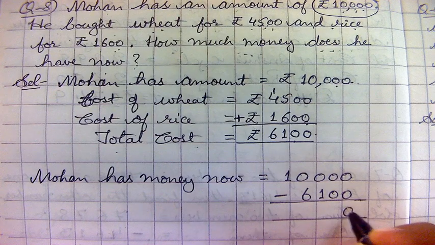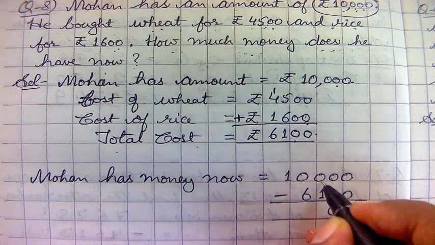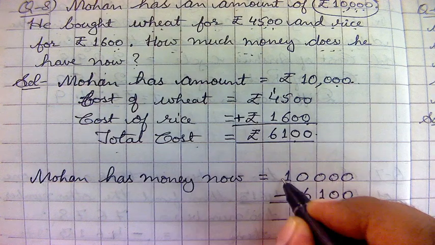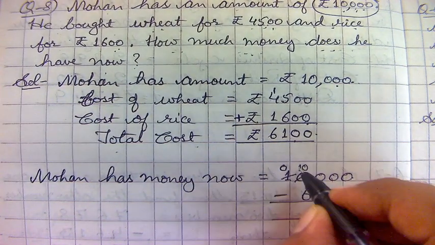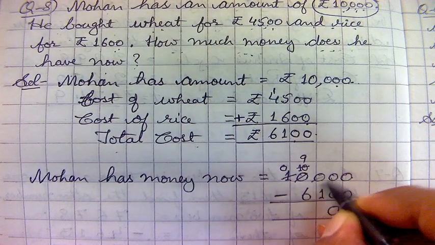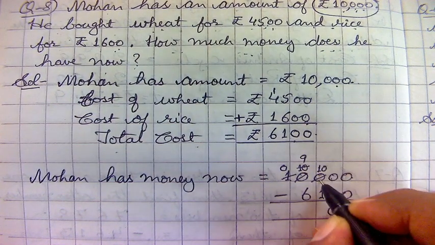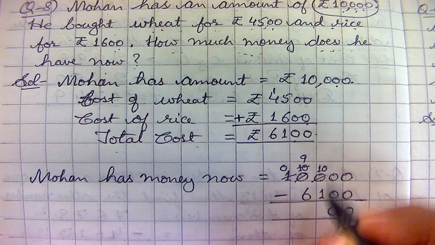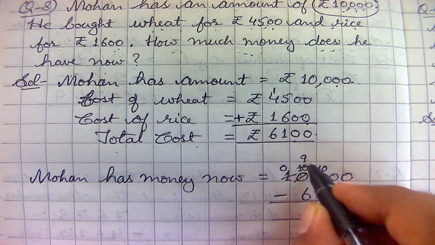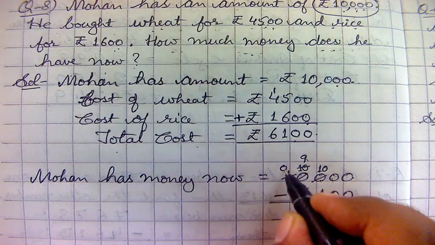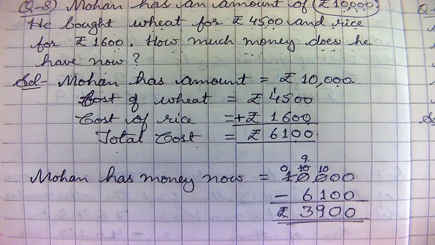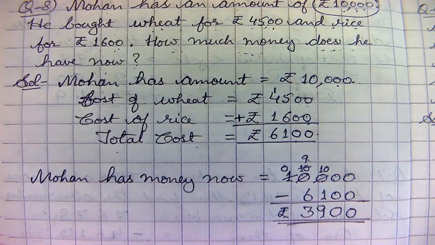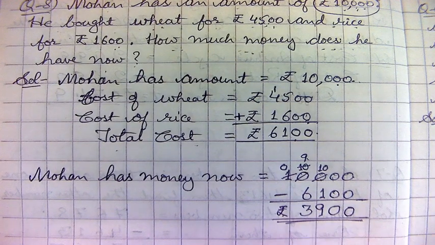So here it is 0, here it is 0. Now from 0 you cannot subtract 1, so you will borrow. So here you are left with 0. This becomes 10. From 10 when you borrow, this becomes 9, and when 1 is borrowed here, it becomes 10. So 10 minus 1 gives you 9. 9 minus 6 gives you 3, and this is 0. So what is the amount of money Mohan is having now? Mohan has rupees 3,900.